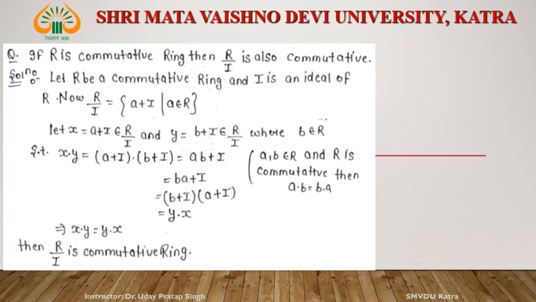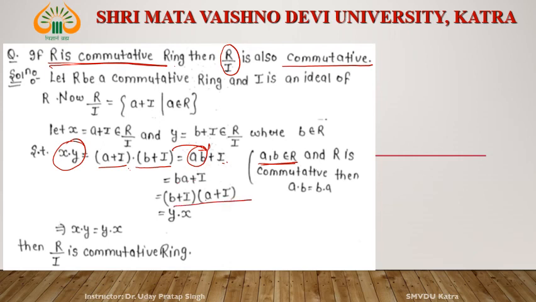Now see, if R is a commutative ring, then R by I is also a commutative ring. Why? Let X be A plus I and Y be B plus I. By definition, XY is equal to AB plus I. But AB is an element of R, and R is commutative, so we can write it as BA plus I, which is equal to (B plus I)(A plus I), and this is YX. XY is equal to YX. It means R by I is also commutative. If R is commutative, then the factor ring is commutative.